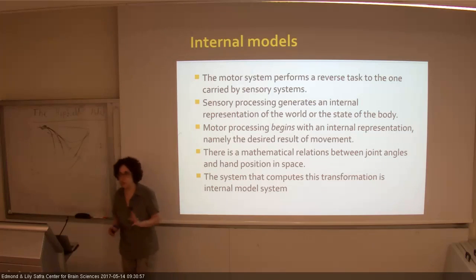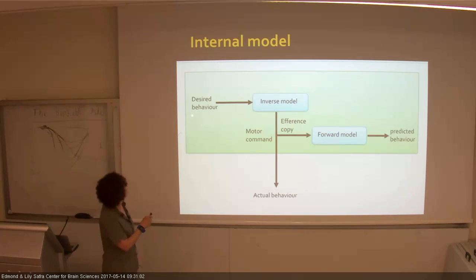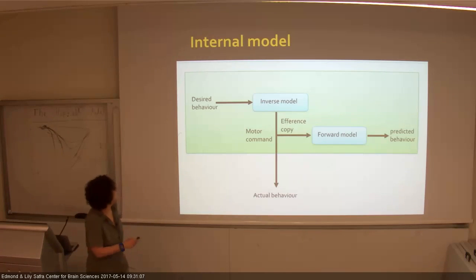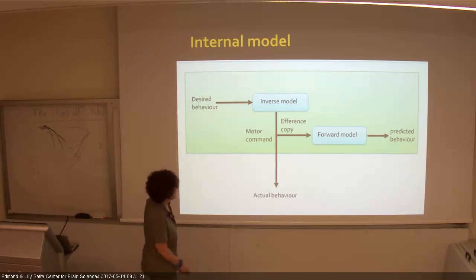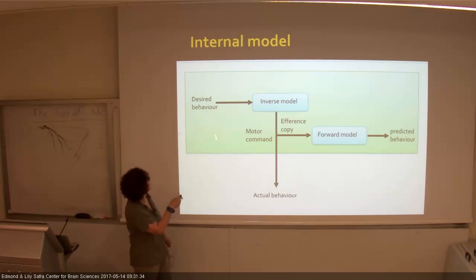Now, how do we use it normally? Basically, we have some desired behavior. There is a goal. Okay? I have a goal. That's what I want to do. Using an inverse model, I generate a motor command. What is an inverse model? You take a goal and translate it to joint angles. And you get an actual behavior. Now, normally, you could think, okay, that's enough, right? Then feedback from here could go back and correct if there is any mismatch between the actual and the desired behavior.